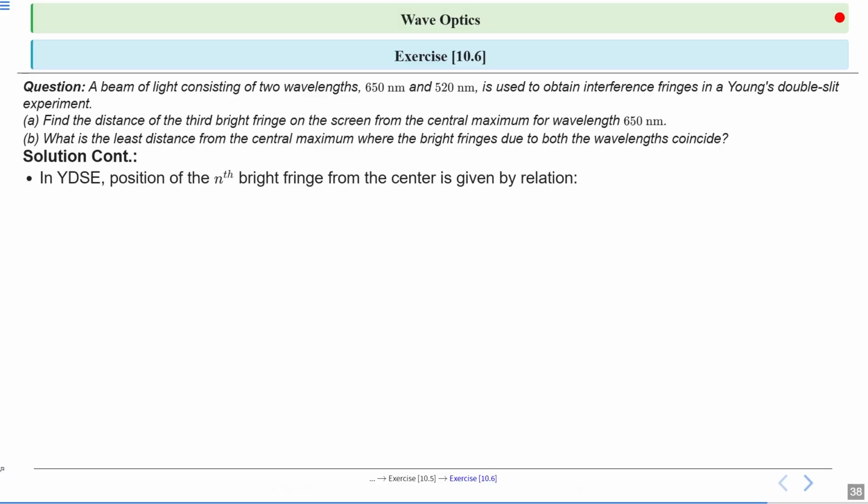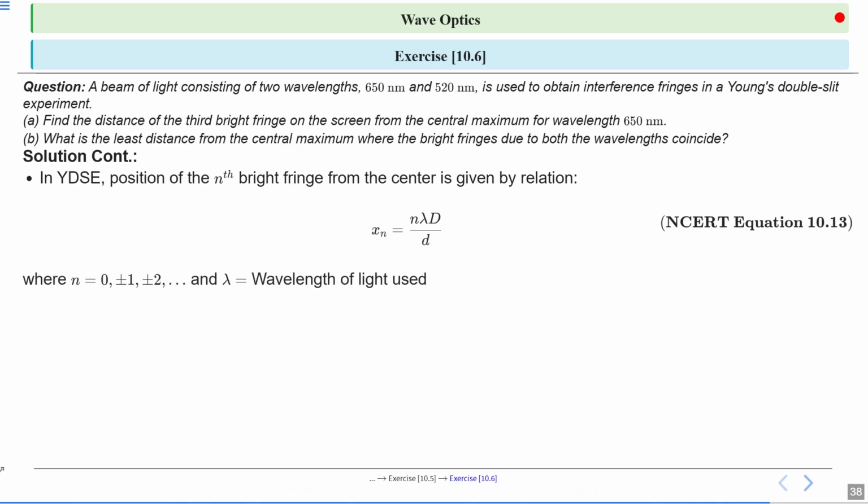So let's start by understanding the position of bright fringes in Young's double slit experiment. The position of the nth bright fringe from the center is given by the relation xn equal to n lambda capital D upon small d. This equation tells us how the position of the bright fringe depends on the wavelength of light used. The position changes with different values of n and lambda, where n equals 0, plus minus 1, plus minus 2, and lambda is the wavelength of light used.